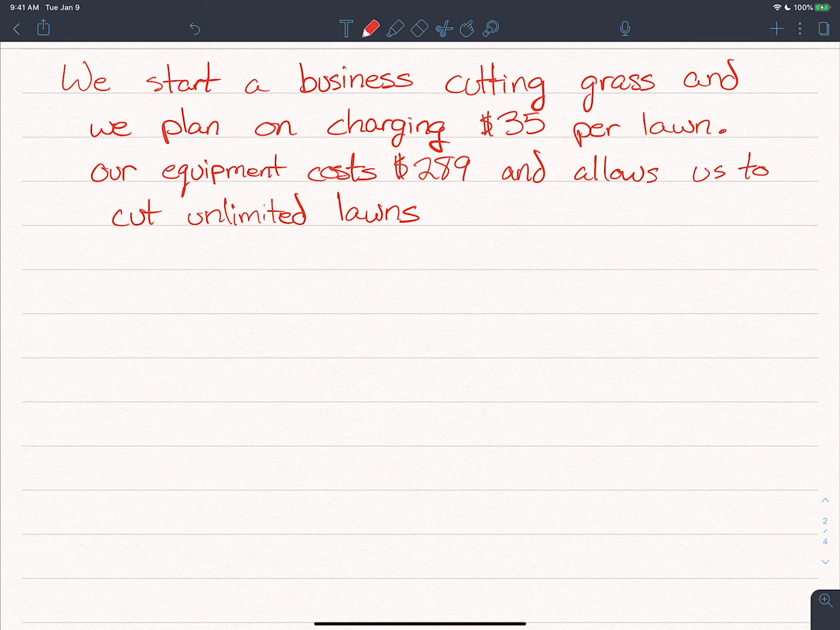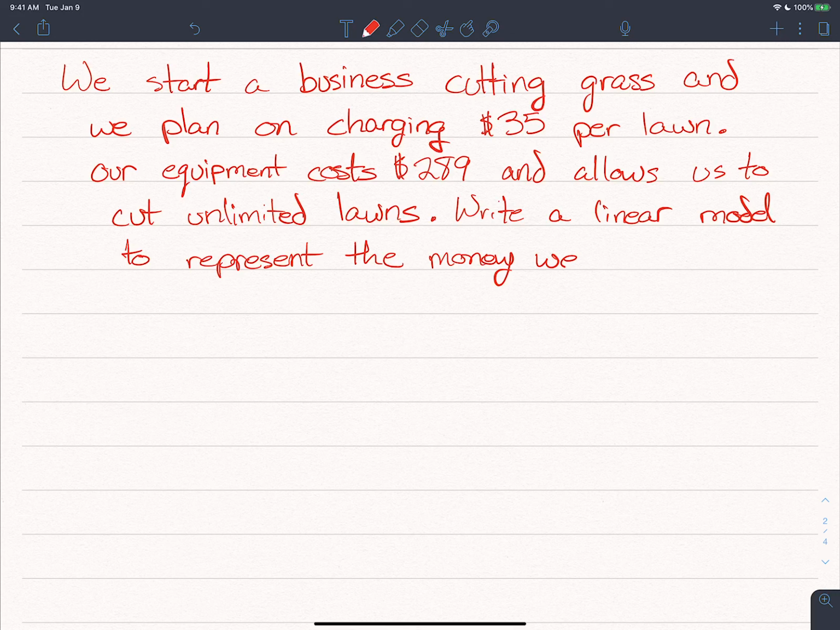So the first question is, we need to write a linear model to represent the money we make. Right, so that's step one that we want to do.